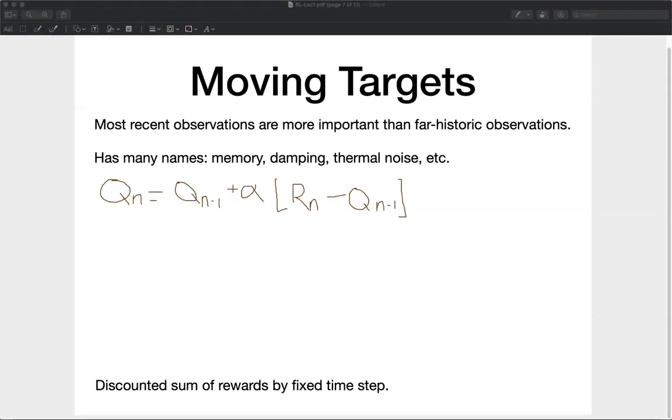So what would that mean if I did this? What if this was a constant instead of 1 over n? Well, let's just expand it all out, okay? So this is equal to alpha r_n plus (1 minus alpha) q_(n-1), right? I just pulled this term in here, and pulled this term out here.